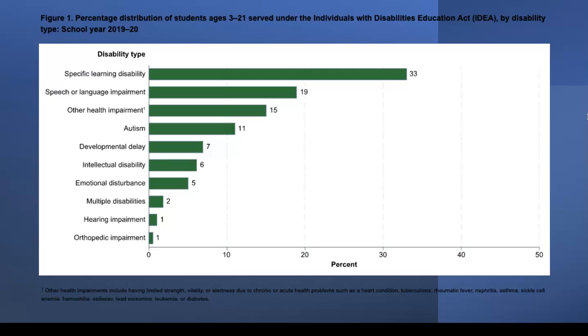Now, this chart shows the percentage distribution of students from ages 3 to 21 who are served under the IDEA Act. Now, specific learning disabilities constitute 33% of these students in the school year of 2019 to 2020, which is a good bit of students. You could also see all of the other disability types and the percentages associated with them.